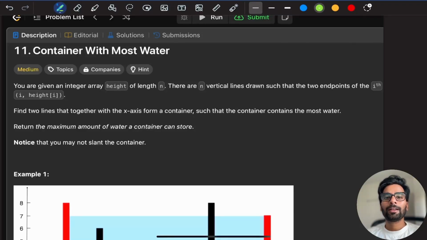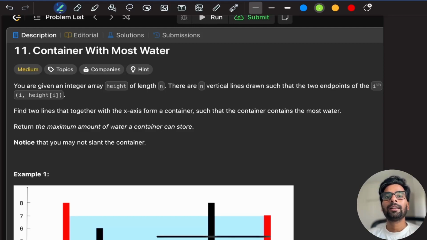Today we are going to solve another question from the Blind 75 series. This is LeetCode question number 11, Container With Most Water. Here we have been given a height array which gives the values of the height of the vertical lines I'm talking about. And now we have to find the most area or most water that can be contained by a container.